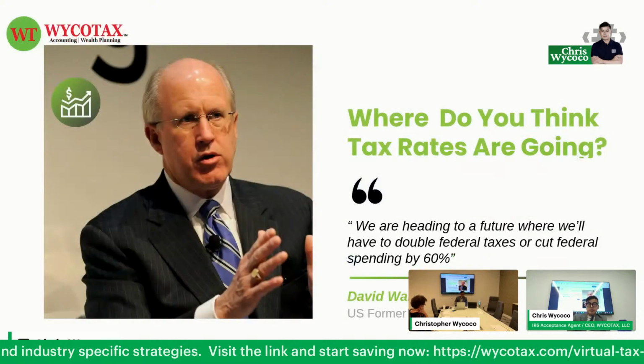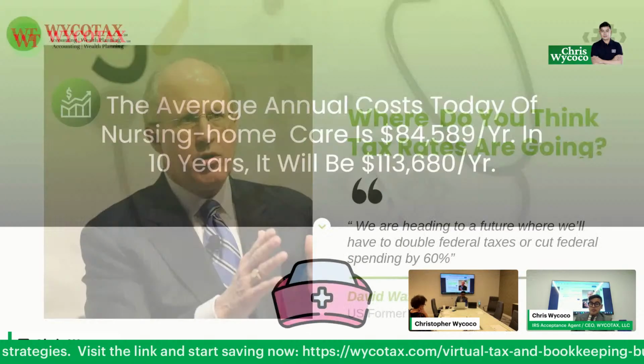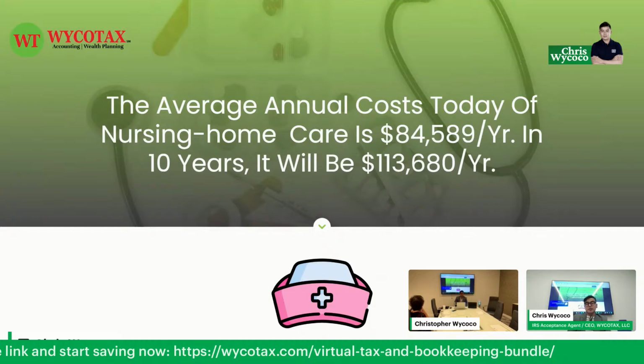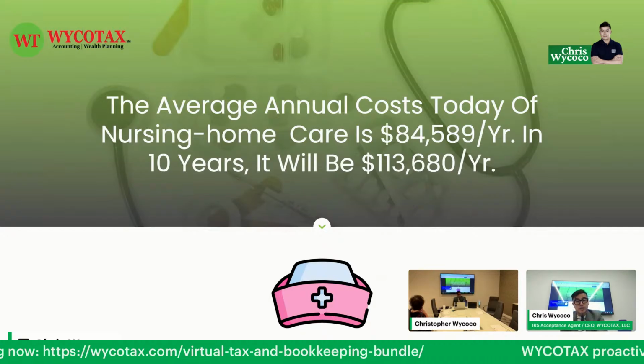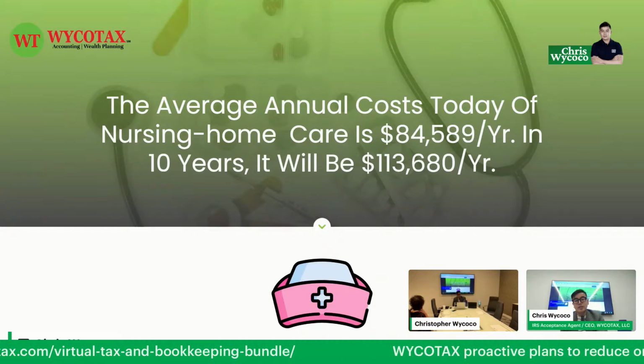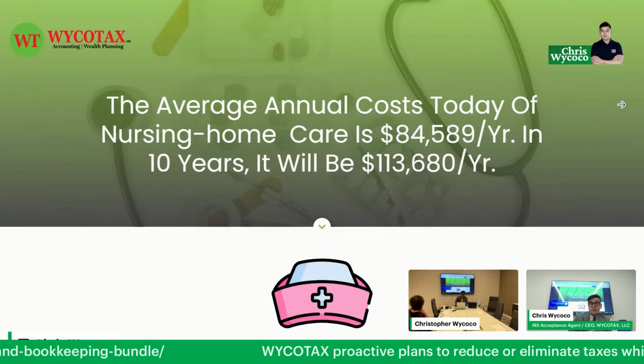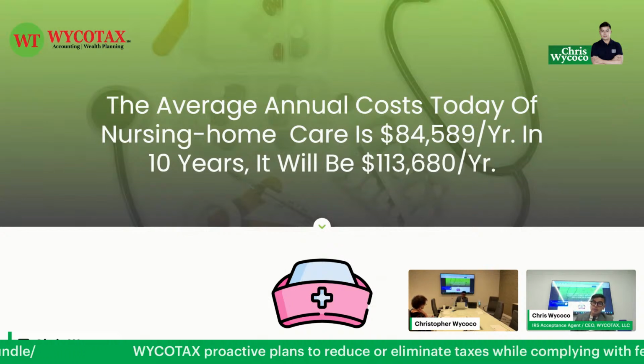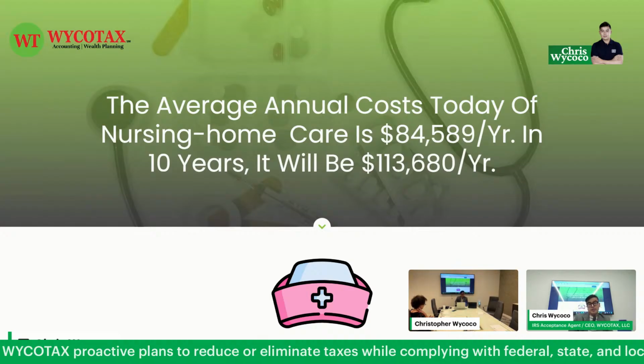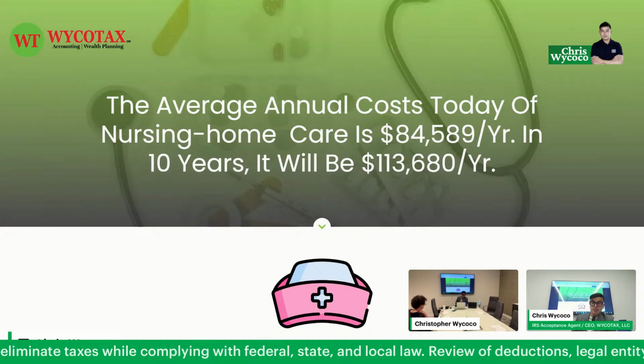And that's why we have to beat inflation and the average annual cost. What are we going to do with the money at that age? At 65 years old, we need to plan for our nursing home care. The yearly cost is 84,000, and in 10 years it is projected to be somewhere around 130,680.